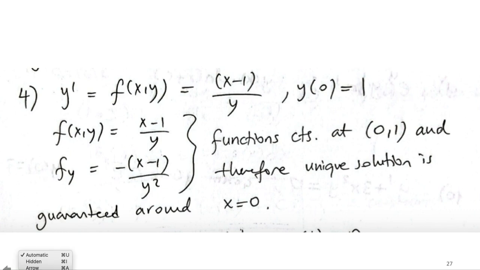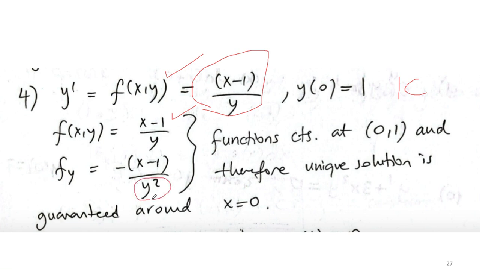Another example, this time we are given y prime equals f, which is equal to x minus 1 over y. And the initial condition is given at x equals 0, y equals 1. So first of all, at x equals 0, y equals 1, function f is okay. I mean, we don't have any problem here. And what about the derivative? Again, we have x minus 1 divided by y squared. So the problem is again at y equals 0. As long as y is not equal to 0, we have continuity. Therefore, at this initial condition, uniqueness exists, right? We have a unique solution guaranteed.